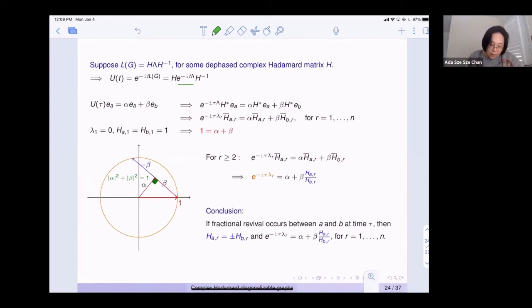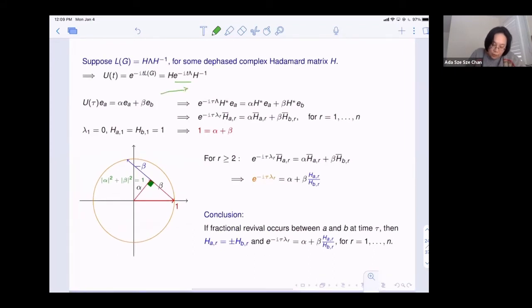All right, so now let's suppose we have fractional revival from A to B at time tau. I can rewrite this equation as H e^{-it Lambda} H inverse e_A equals alpha e_A plus beta e_B. I can multiply H inverse to both sides. H is a complex Hadamard matrix, so H inverse is 1 over n times the conjugate transpose of H. That's how I get this equation here.